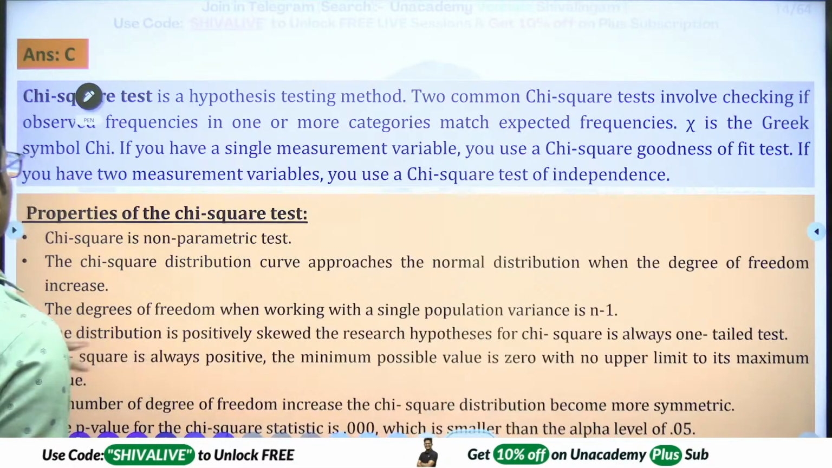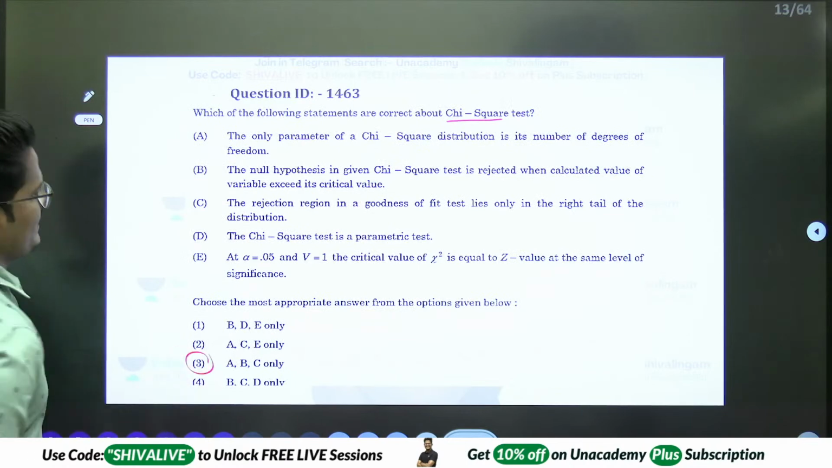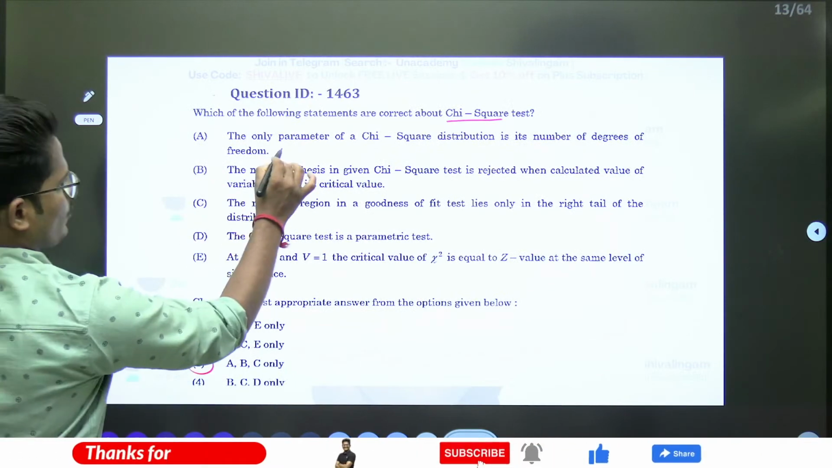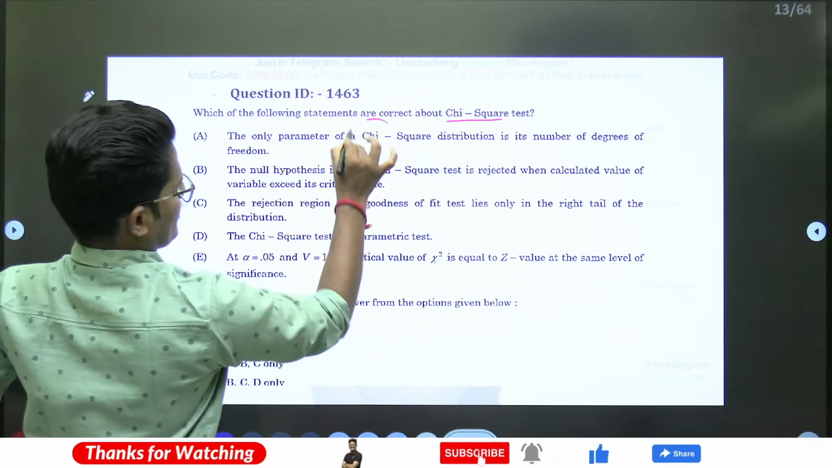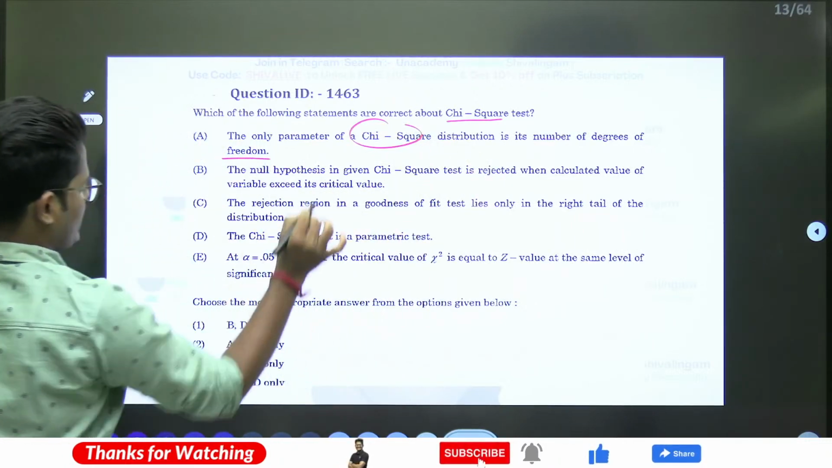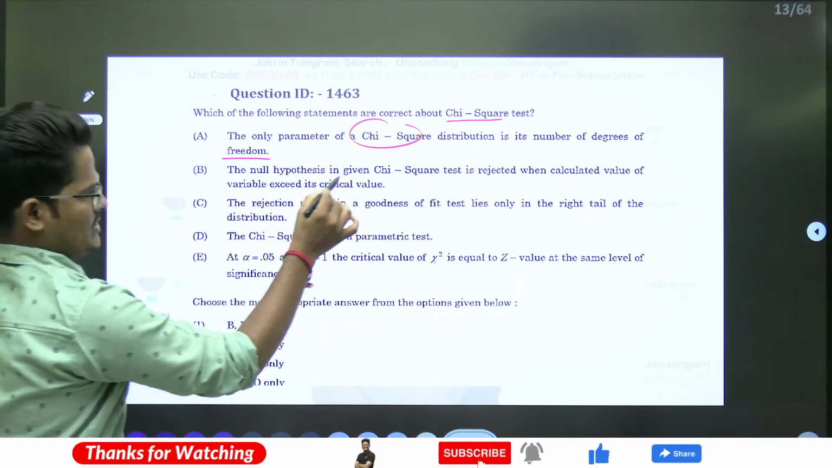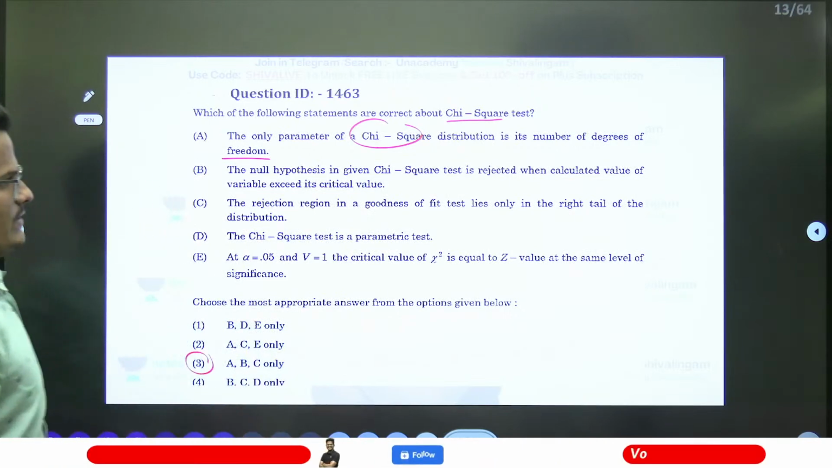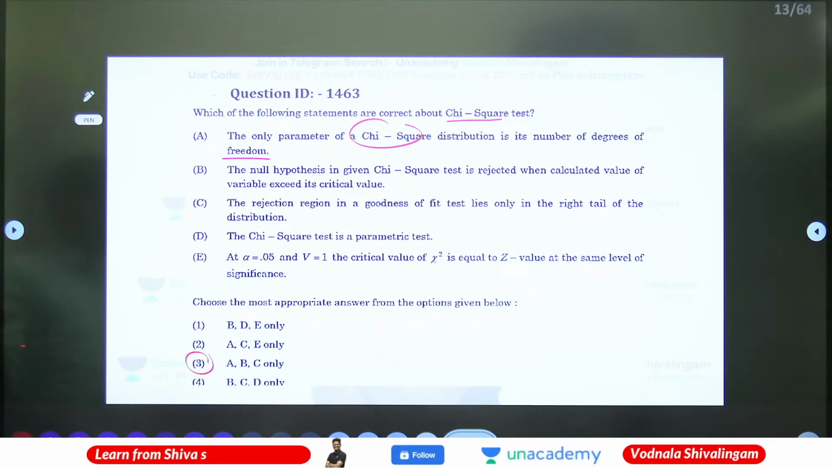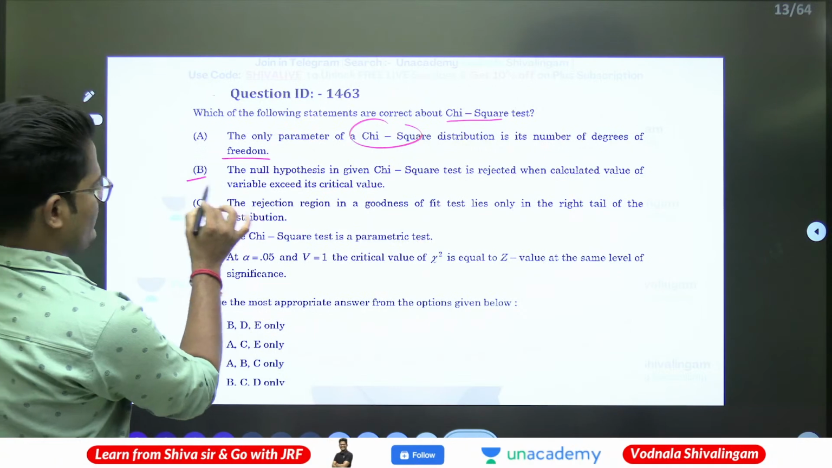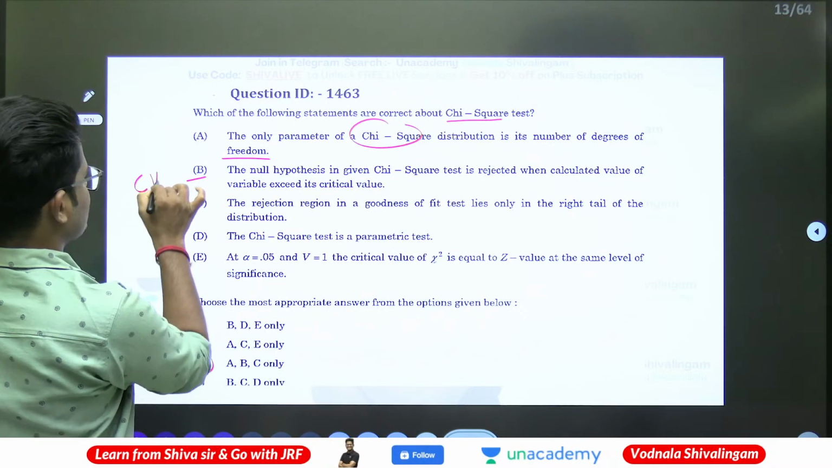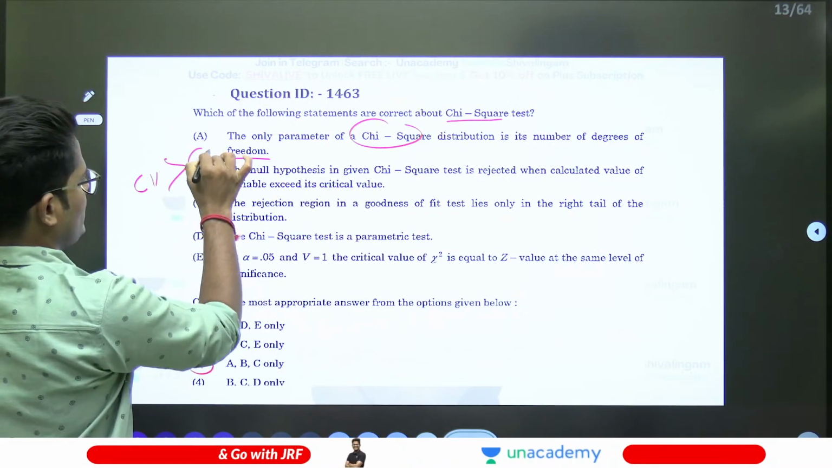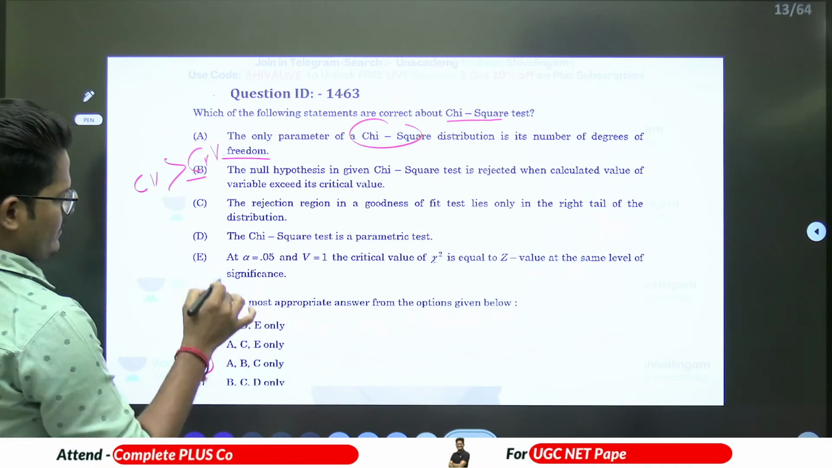So the answer for the question is C, that is ABC. The only parameter of the chi-square distribution is the number of degrees of freedom, and the null hypothesis in the chi-square test is rejected when the calculated value exceeds the critical value.